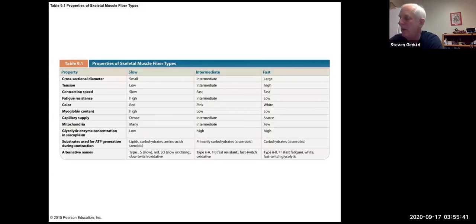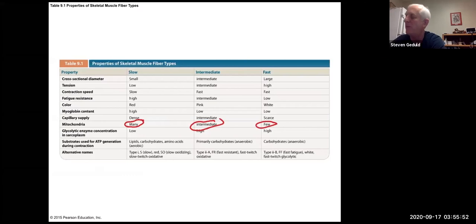Okay. And here's just some properties that show you the difference between the slow, intermediate, and the fast. Again, the mitochondria, you got a lot of mitochondria in the slow, an intermediate amount in intermediate ones, and very few in the fast ones. The capillary supply is very low in the fast twitch or fast skeletal muscle fibers, and the capillary supply is very dense or high in the slow fibers. The big thing that gives you the color difference is the slow fibers are red because of the high myoglobin content. The fast fibers are white because of the low myoglobin content.